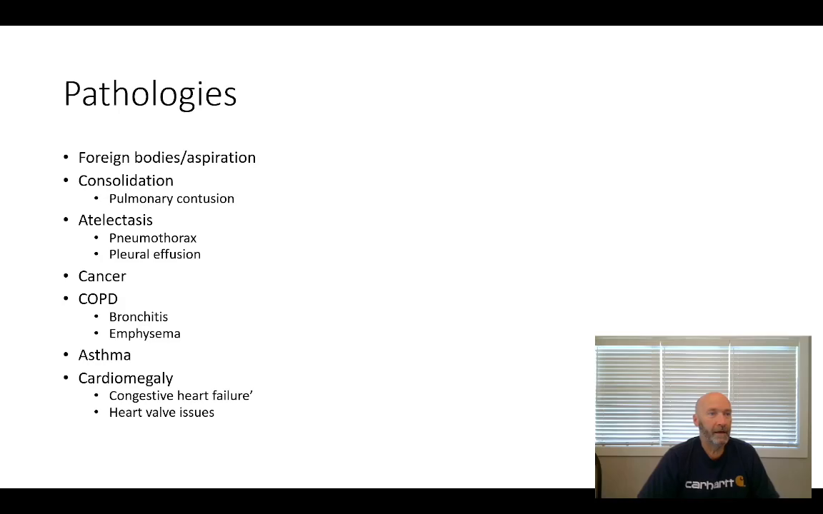So this is the last thing that we're going to talk about, and this is not a conclusive list of pathologies, but the pathologies that we might see on a chest x-ray. We've got foreign bodies, aspiration, leading to things like what we talked about before, issues with the diaphragm not moving properly. Consolidation is, I won't say it's a catch-all, but it kind of is.